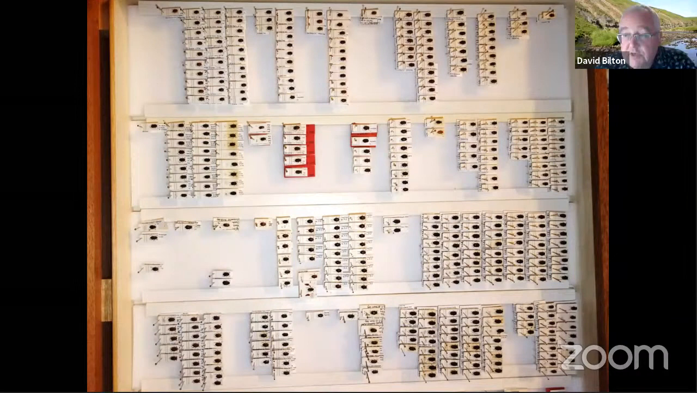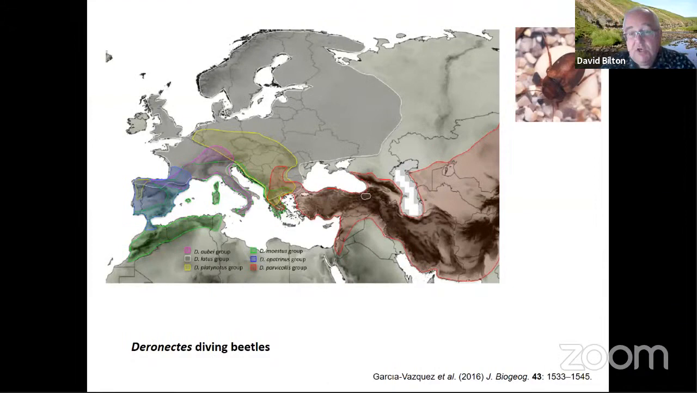Now, if we look within a genus like this, or within any closely related grouping, we find that whilst the species may look relatively similar, they often differ dramatically in their biogeography, in their relative abundance and their relative range size. So in the case of this genus, Derenectes, it's largely a European and Western to Central Asian group, with also some taxa in North Africa.